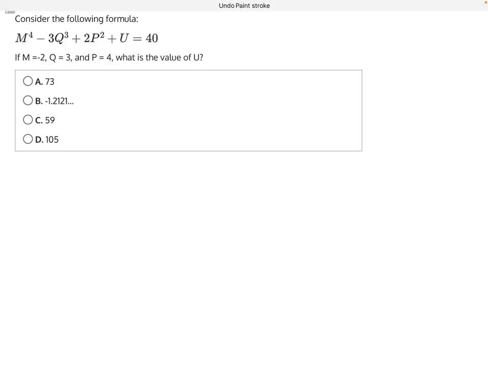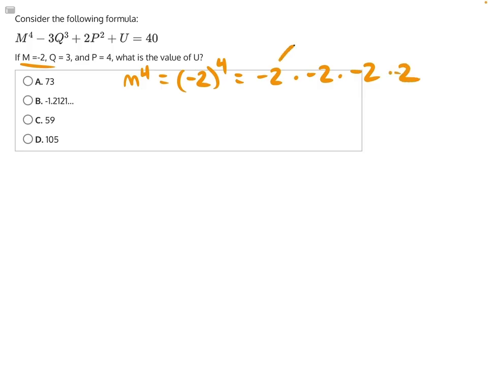And in this case, where each of our variables has an exponent, I would recommend doing these separately, one step at a time. So we'll first solve for m to the fourth power. That would be equal to negative 2 to the fourth power, or negative 2 times itself 4 times. Negative 2 times negative 2 gives us 4. Then you multiply those two together and you will get 16.